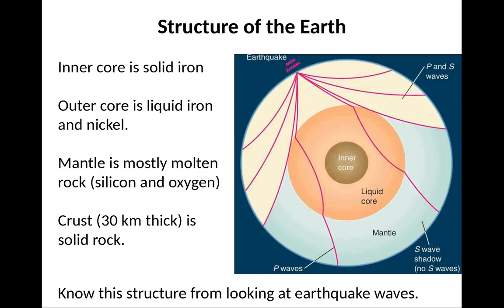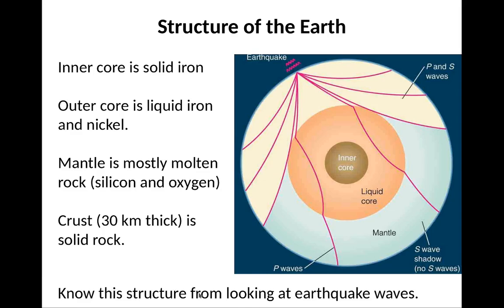Here's the structure of the Earth. The inner core is made of solid iron, and there's an outer core which is actually liquid, mainly liquid iron and nickel. The mantle is mostly molten rock, silicon, and oxygen, sand in essence. And the crust, about 30 kilometers thick, is solid rock.